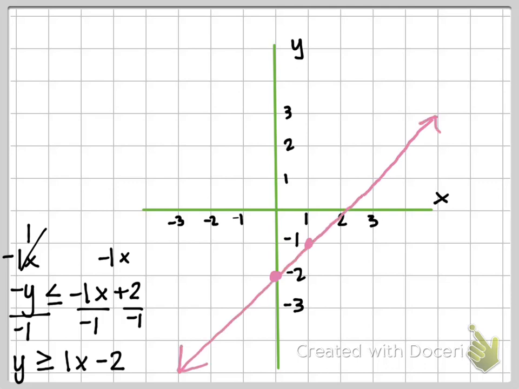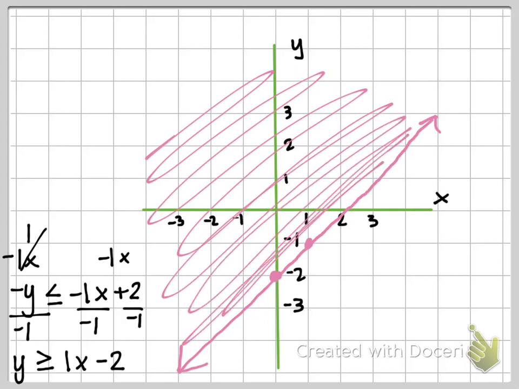and I have to figure out where I need to shade. Well, it's y is greater than. So look at my y-axis. Which direction are the numbers going greater than? Above, so I shade everything above my line.